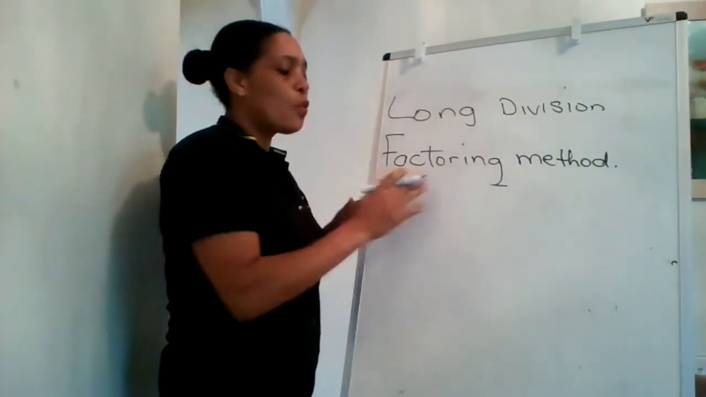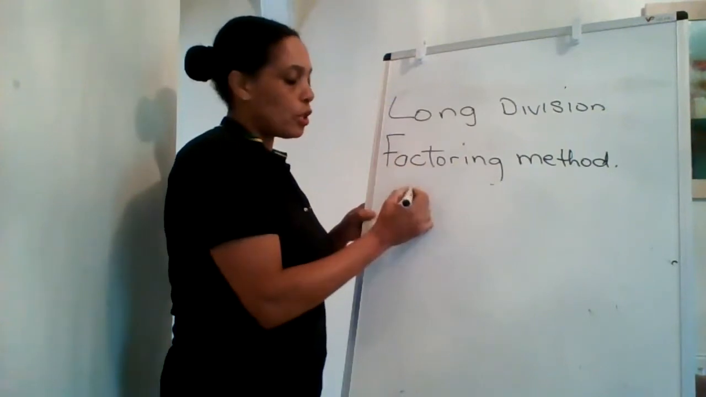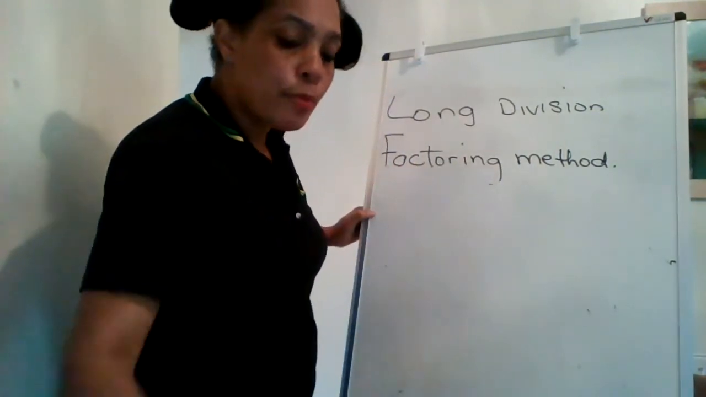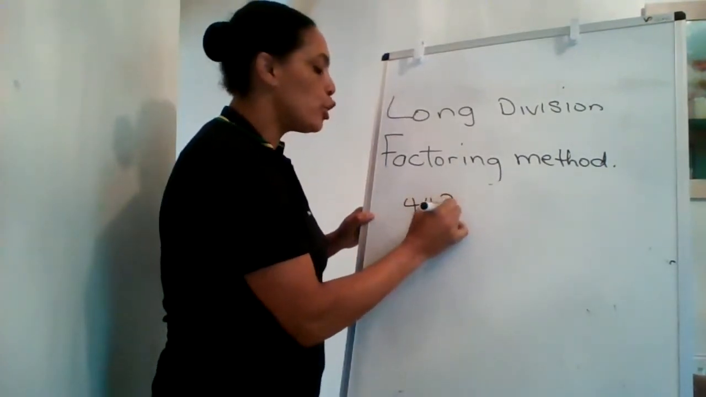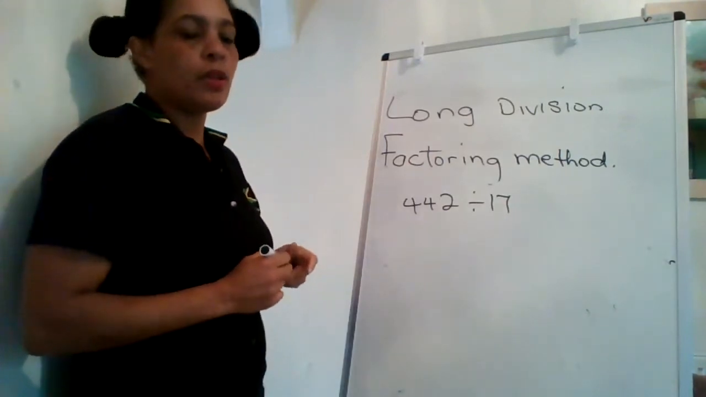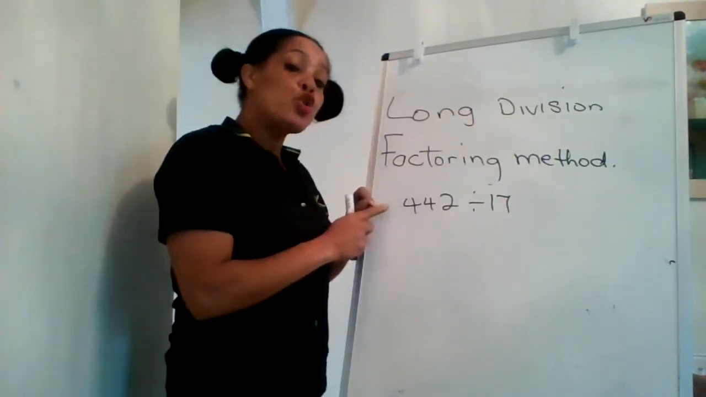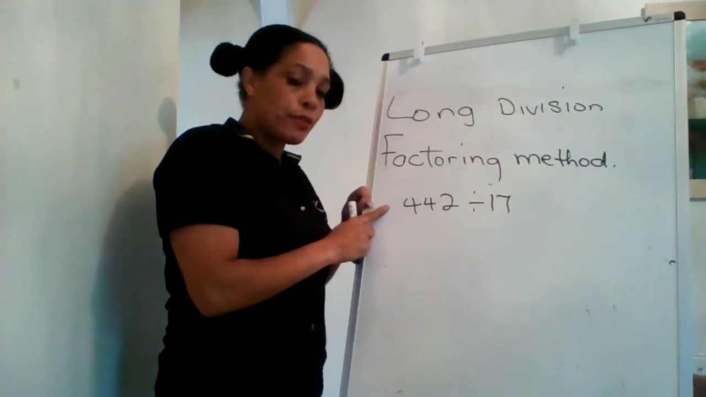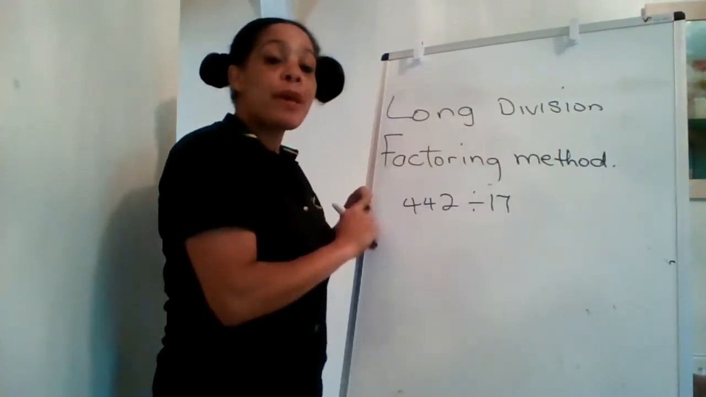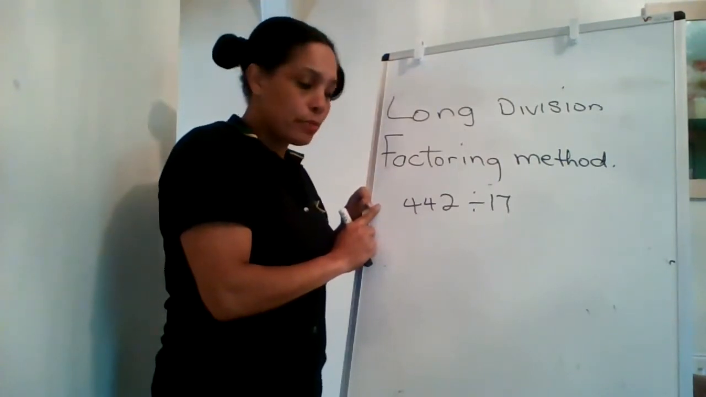Let us look at how we normally do our long division. Now, let's look at when we're going to be looking at the number 442 divided by 17. First thing to note is that we're not going to be using the factoring method for this because this is a prime number. We only use a factoring method when the number is not a prime number.